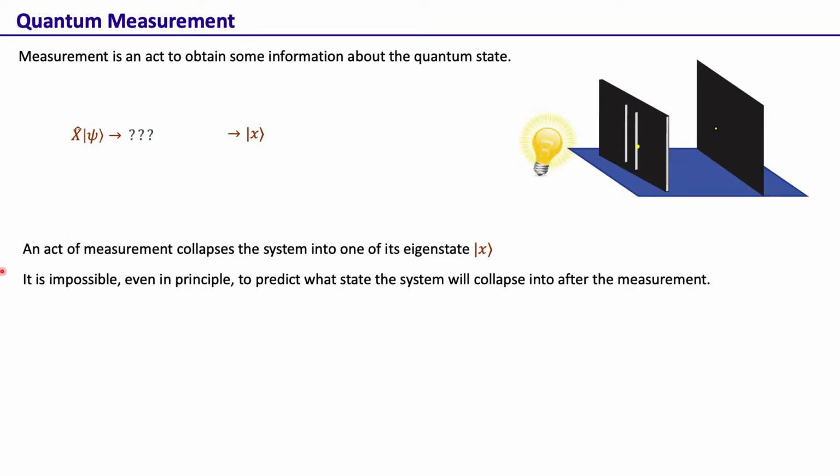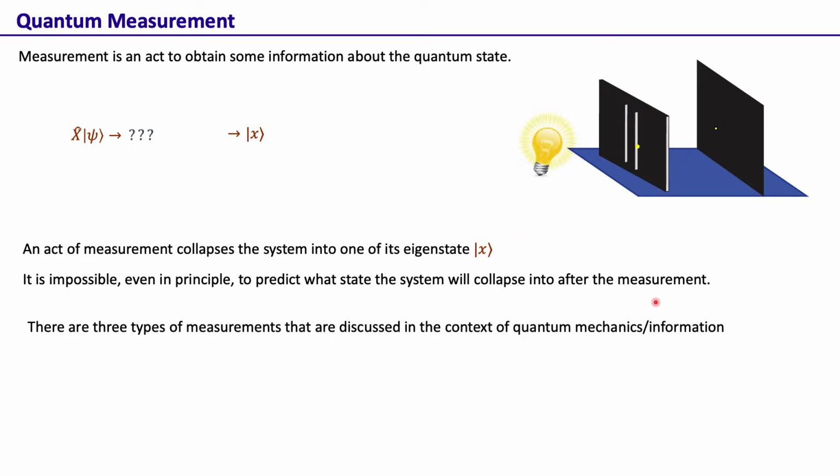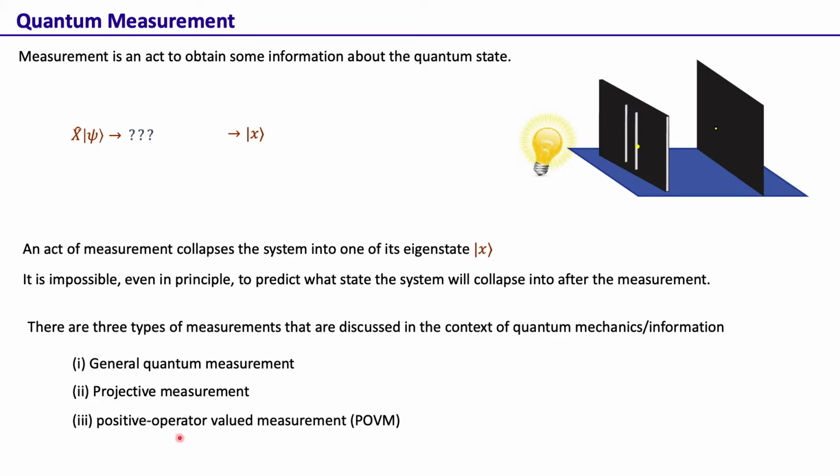So that's the generic understanding of measurement in quantum mechanics, and in this lecture we'll try to have the mathematical formalism to represent this generic understanding, as well as provide some intuitive way of understanding these concepts. So in general, there are three different types of measurements that are discussed in the context of quantum mechanics and quantum information. These measurements are, first, general quantum measurement, second, projective quantum measurement, and third, positive operator valued measurement. That's called POVM.